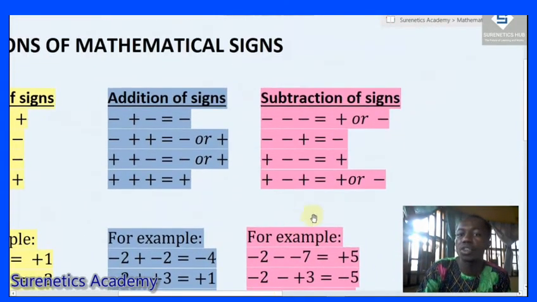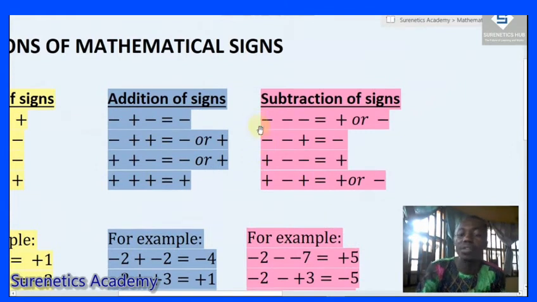Then for the subtraction of signs, whenever minus subtracts minus, you will either have plus or minus. Same principle here. These two minuses are going to multiply each other. So when they multiply each other, you are going to have plus, so that you have minus something plus something to give you either plus or negative, depending on the sign the bigger number that you are adding or subtracting is carrying. That will also mean what the output will become.